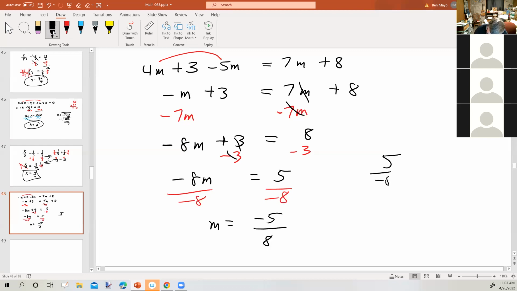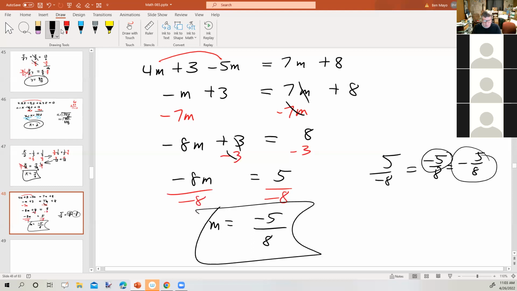Now, notice I took this and I wrote it like, whoops, that's not right. And I wrote it like this, or I could also write it like that. You don't want to leave an answer with a negative sign attached to the denominator. You want to either apply it to the numerator or out in front of the entire fraction. So a lot going on there. Did I lose anybody on that problem? Nope. Okay, excellent. We'll continue then.